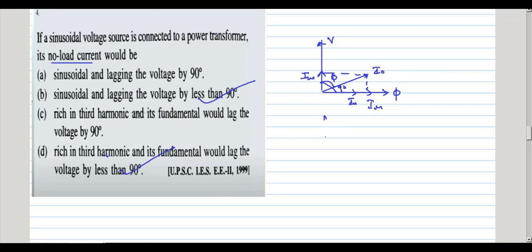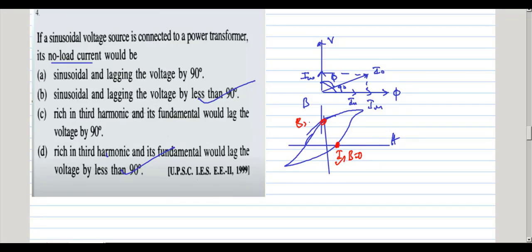So consider the BH curve. Actually, you have two non-linearities, saturation and hysteresis non-linearity, but leave that. This is the BH curve, and you can clearly see here current is there with flux equal to zero. Here flux is there with current equal to zero. In the linear region, current is proportional to flux. And here current is there with flux equal to zero.